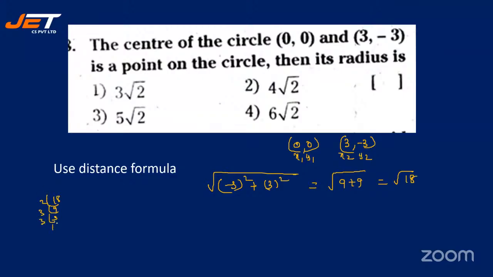So it is root of 3 into 3 into 2. So root 9 is 3, giving 3 root 2. So it should be option 1.